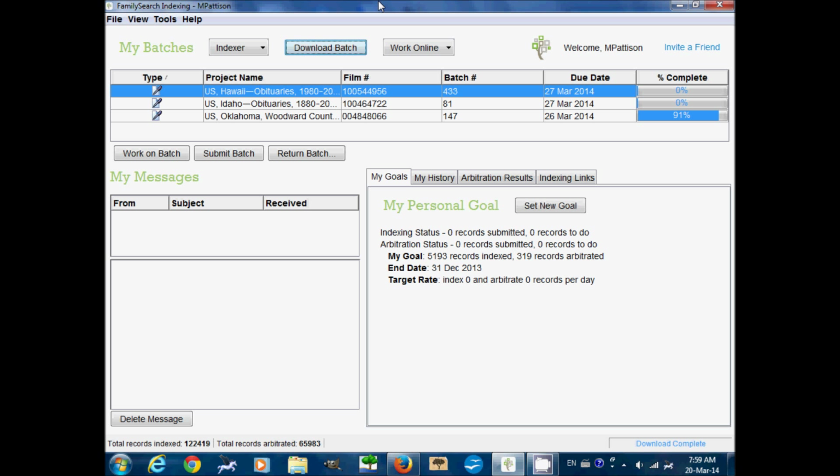Hi, I'm a stake indexing director, and today I'd like to take a look at some of the obituary projects in FamilySearch Indexing. The obituary projects are really interesting. They're some of the most interesting projects that I've worked on so far, but they're pretty complicated.